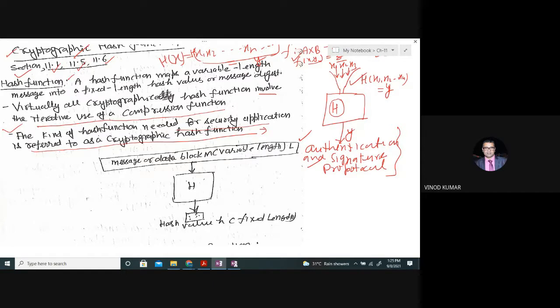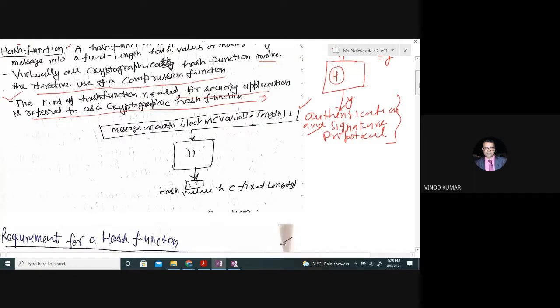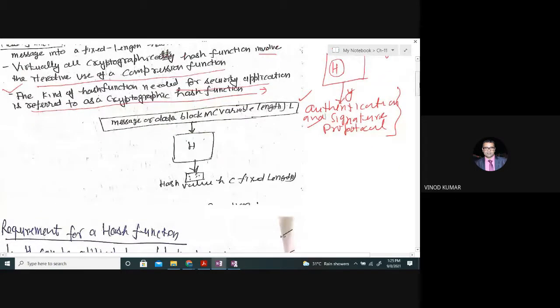Okay. Now the basic idea about the hash function. The hash function operates here in this diagram. Your message is plain text or a data block in envelopes. Then the length is some L. You operate the hash function, then it converts to a hash value, which is a fixed length string. If the length of this message is arbitrary, the converted hash value is of fixed length.